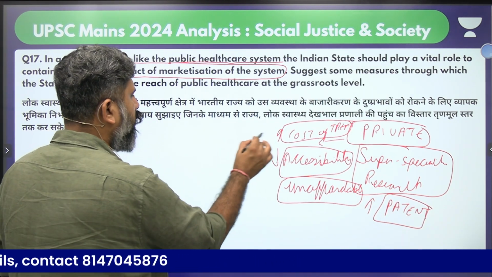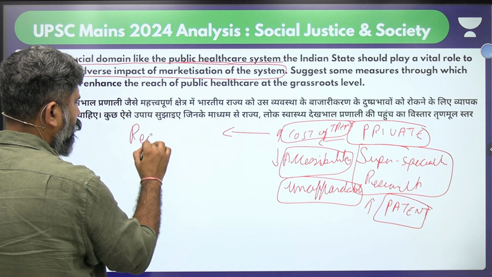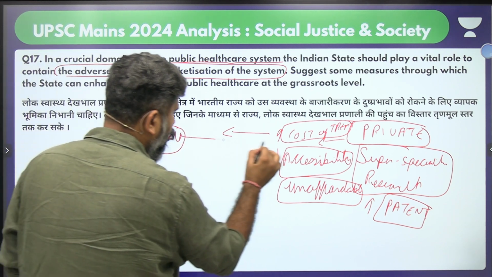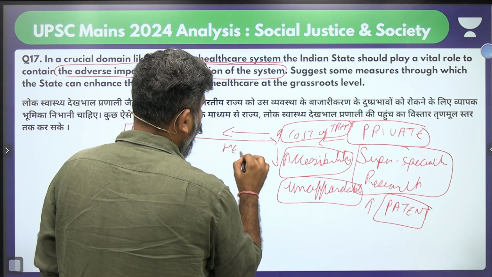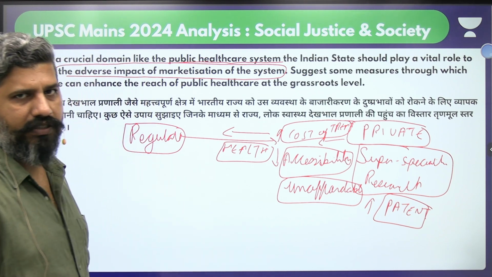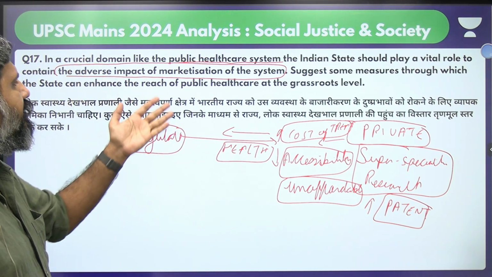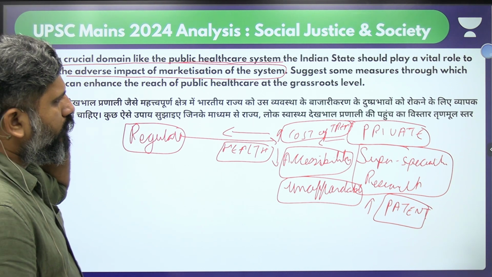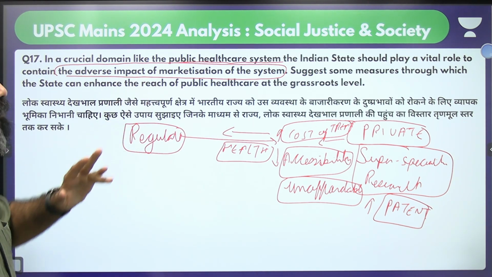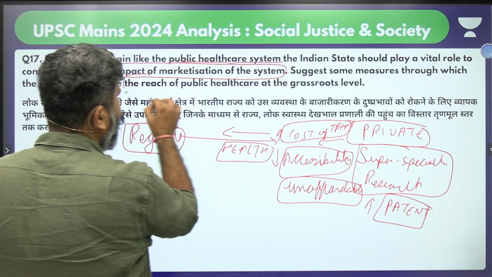In such a scenario, what the government needs to do is, first, regulate this. Regulate the private sector in the healthcare facilities. But this is not the only solution that they are asking about. They are asking what role the government should play in containing the adverse impact of marketization, and to suggest some measures through which the state can enhance the reach of the public healthcare at the grassroots level.